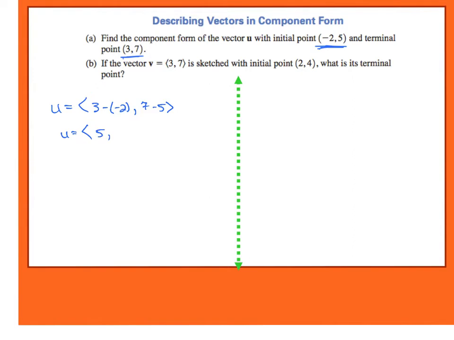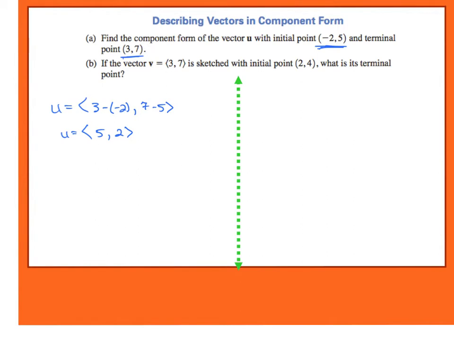So, what would be my component form of this vector? 5, 2. Now, I want to talk about what this vector did. This 5 means it went to the right 5. What if it were -5? That means it would go left. This 2 means it goes up 2. If it were -2, it would go down 2. All right, let's look at part B.